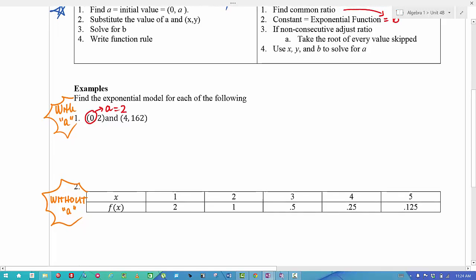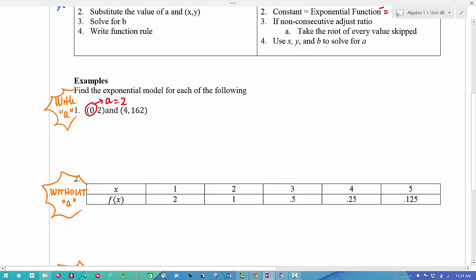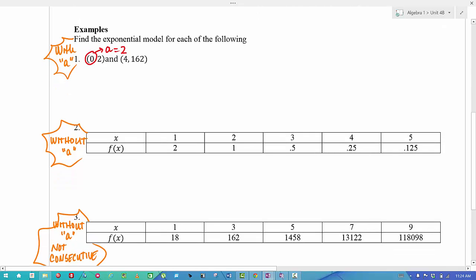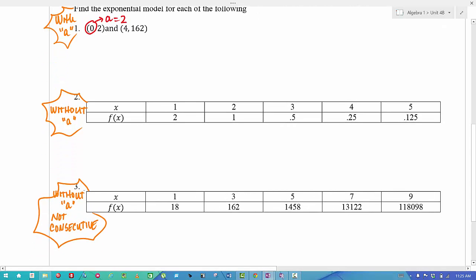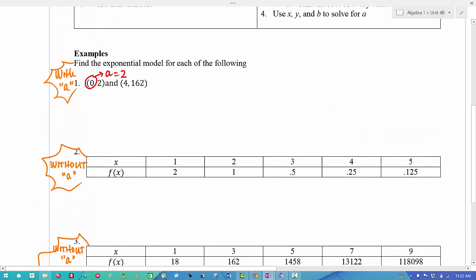So what I've done is I've gone down here to the first example, actually all the examples, and you'll notice I said this one's with A, this one's without A, and you'll notice the last one, saved it for the best one for last, is without A, and it's not consecutive, and we'll do that one as well.